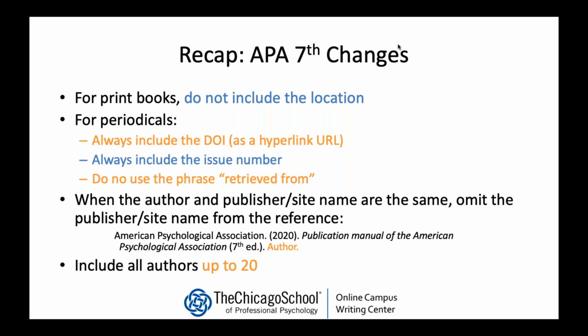When the author and publisher site name are the same, omit the publisher site name from the reference. So here you can see APA published the APA manual, right? So that you don't have to say again APA at the end of the citation. You can say American Psychological Association and use the abbreviation author at the end instead. So if you find yourself repeating the same information twice, APA does not require this anymore. You can just say author so they know it refers back to the author. And include all authors up to 20. I see I have several questions, I just wanted to finish recapping the slide.